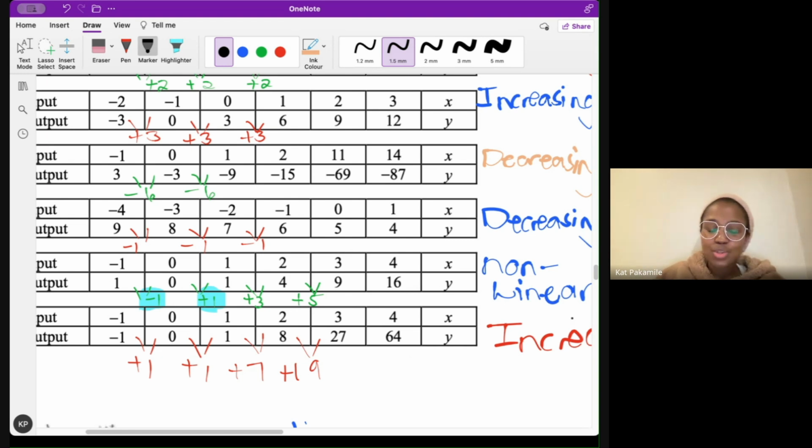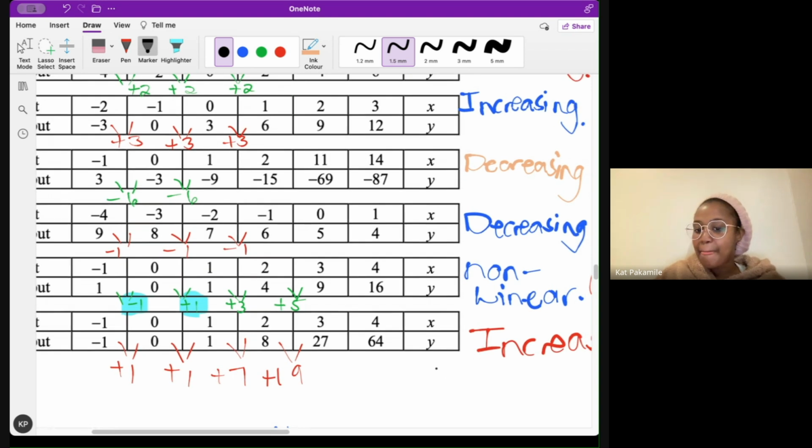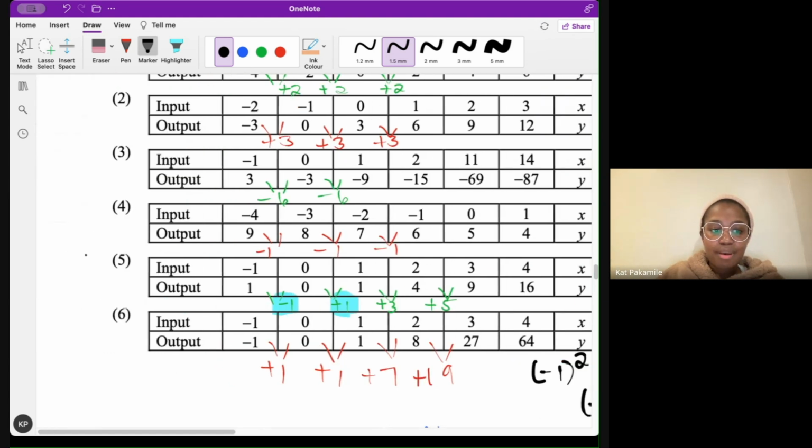No. Because if you square a negative number, what happens? What happens when I square a negative number? It will make it positive. Remember, negative 1, if you square the whole thing, that's a negative times a negative, which will give you a positive 1. Okay, so then the equation of number 5 is y is equal to x squared. So you take the one at the top and you square it. Negative 1 squared is 1. 0 squared is 0. And so on.